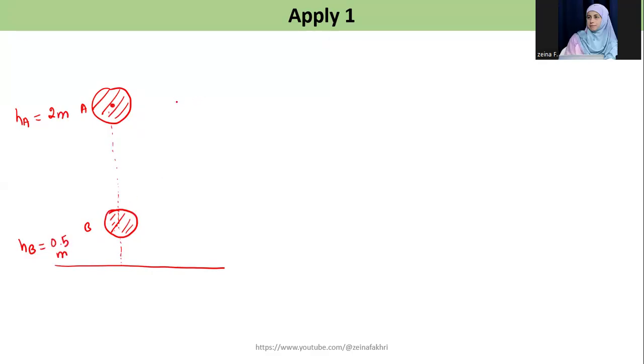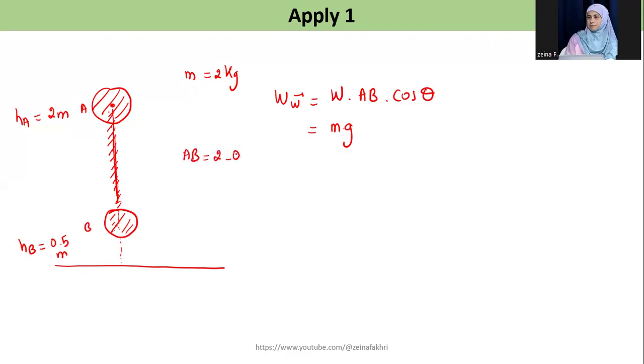In order to calculate the work of the weight during the motion of the ball from the point A to the point B, knowing that the mass of the ball is equal to 2 kilograms, we can use the formula that we already said. The work of the weight equals the force, which is the weight, multiplied by the displacement, which is AB, multiplied by cosine theta. Now, the weight is given by the mass times g. We have to pay attention that in order to find AB, this part here, AB is equal to 2 minus 0.5, which means it's equal to 1.5 meter. So it's height A minus height B.